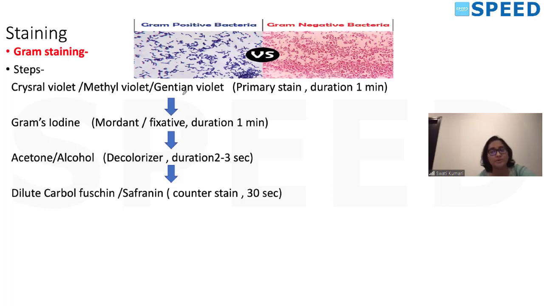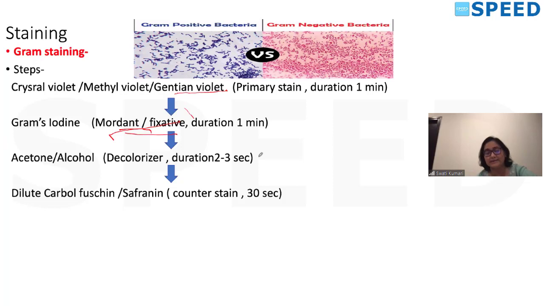Gram staining is the most important staining which we do in microbiology to differentiate gram positive from gram negative organisms. We have the primary stain, which is gentian violet, crystal violet, and methyl violet. All three are primary stains. Then you have Gram iodine, which acts as a mordant, which fixes the dye. So you give the smear the primary stain, crystal violet or methyl violet, then the fixative, the mordant or Gram iodine.